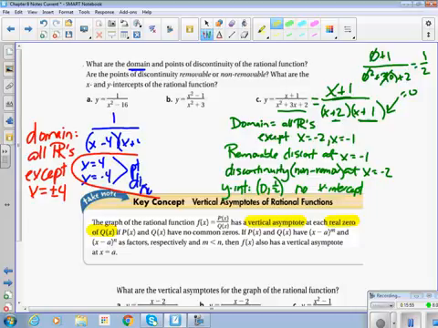so this is kind of important too. If p and q have x minus a to the m and x minus a to the n as factors, and m is less than n, then f of x also has a vertical asymptote at whatever that a value is. So let's take a peek at some examples of that.